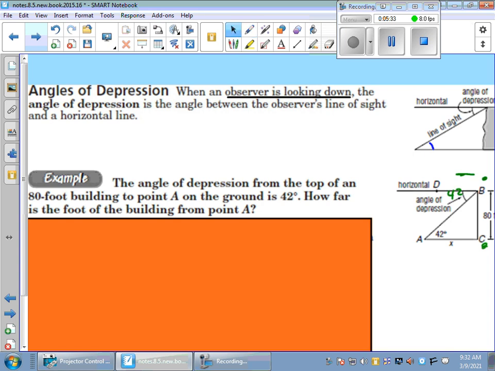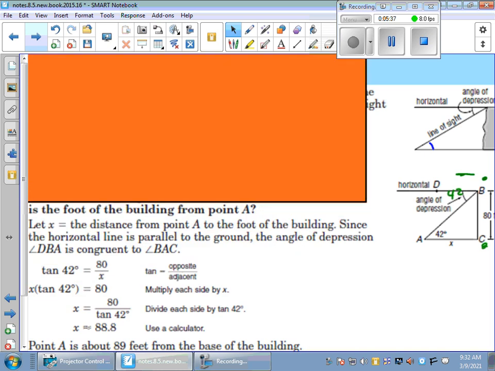And again, set it up the same way. What angle do they give you in relation to the sides? So again, I go blank of 42 equals, what sides do they give you in relation? That's opposite over adjacent, and that's tangent. Tangent of 42 equals opposite, so that's 80 over x.